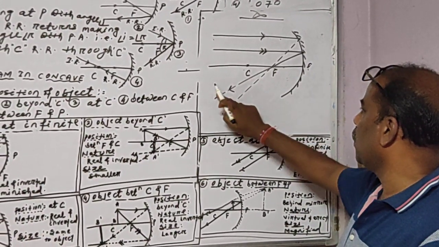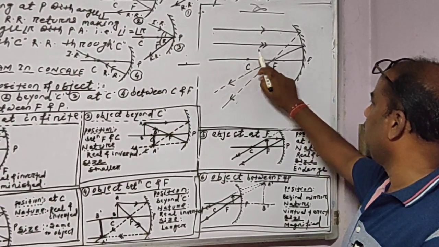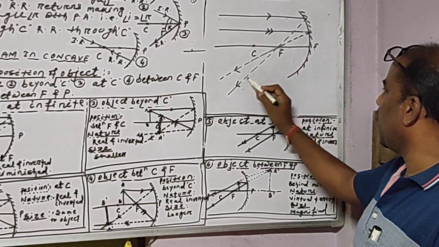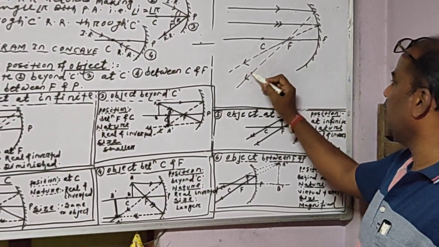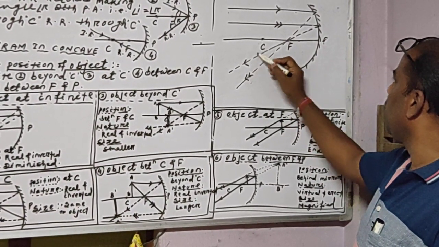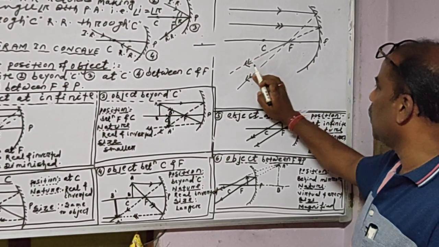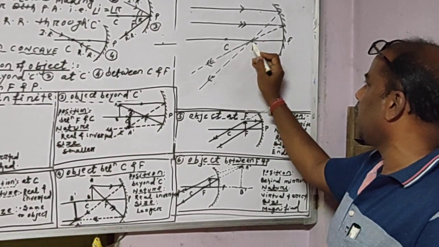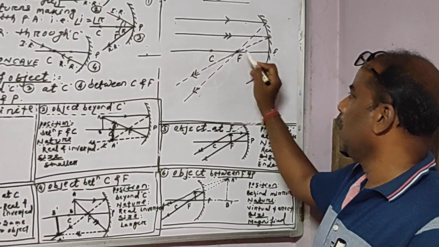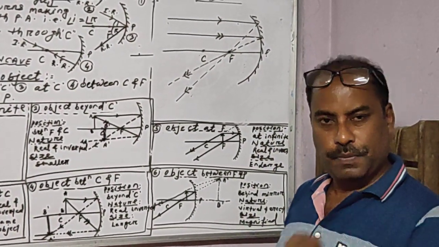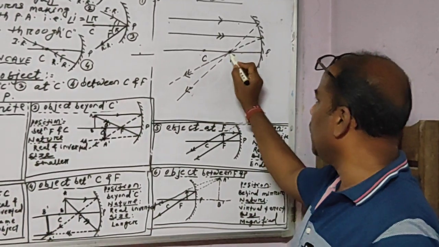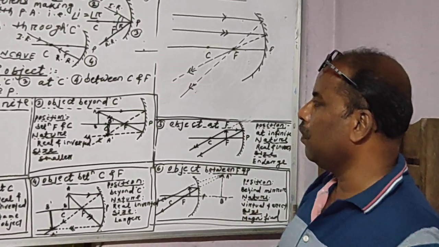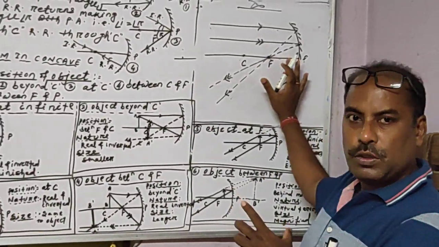So for the reflected rays I am putting dotted lines. This is the first reflected ray, this is the second reflected ray, and these two reflected rays are intersecting here. Where are they intersecting? At F. So that will be the image point of the distant object. After this our ray diagram is over.